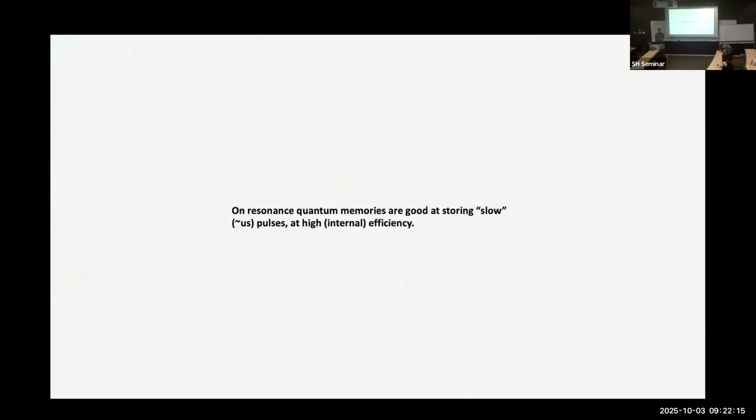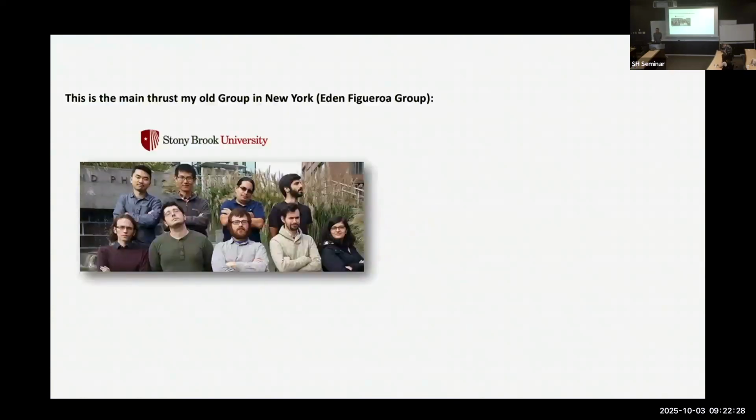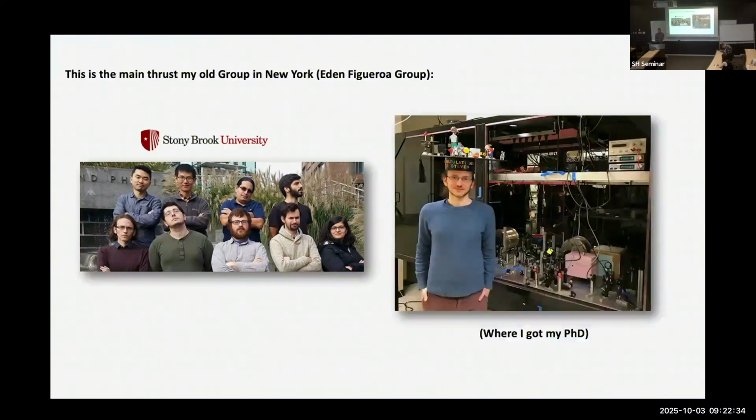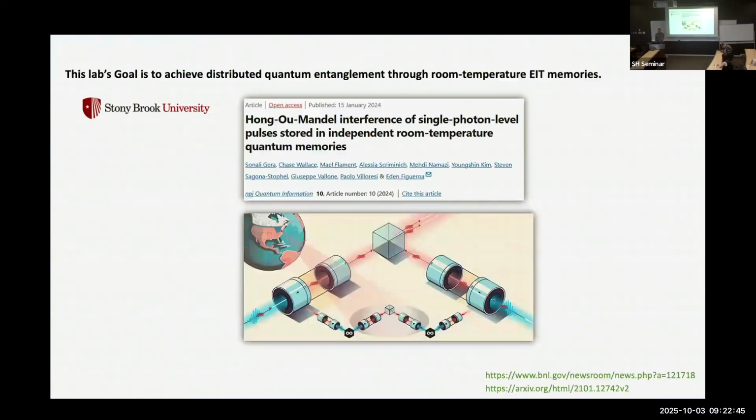On resonance, quantum memories are good at storing slow pulses. So EIT-based lambda systems are good at storing slow pulses. And these slow pulses end up having high internal efficiency because it's close to resonance. And this was the main thrust of my old PhD group in New York with Eden Figueroa, and that's where I got my PhD. The lab's goal was to achieve distributed quantum entanglement through room temperature EIT memories. The advantage of these memories is that they're very cheap. So you could imagine having a distributed set of these nodes.